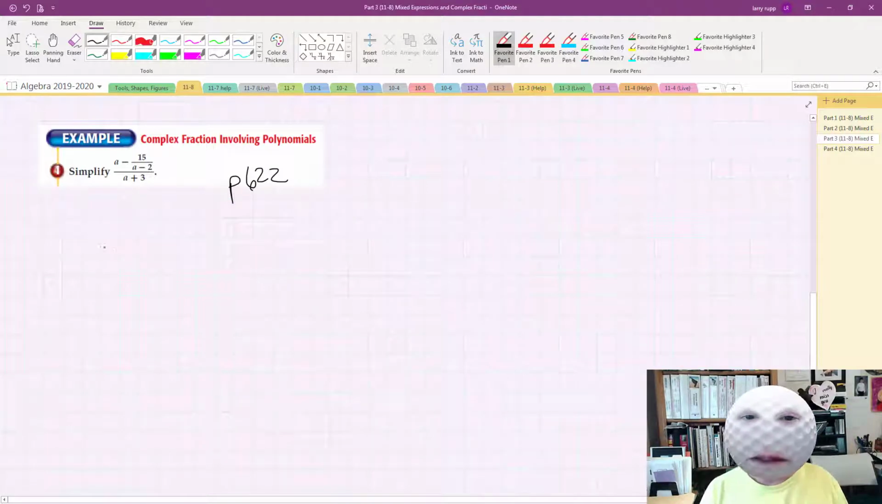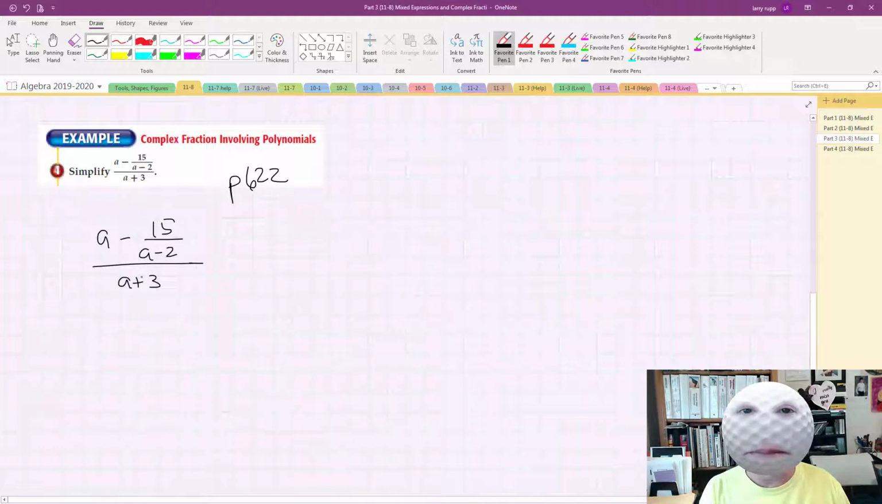This is our last example, and that's going to be on page 622. All right then. And this is a complex fraction involving polynomials. So it says simplify this guy. So you have a minus 15 over a minus 2 all over a plus 3. And you're like, oh my god, where do I start? Okay, well, you have to pick somewhere to start.